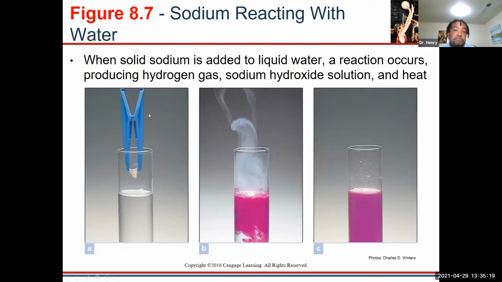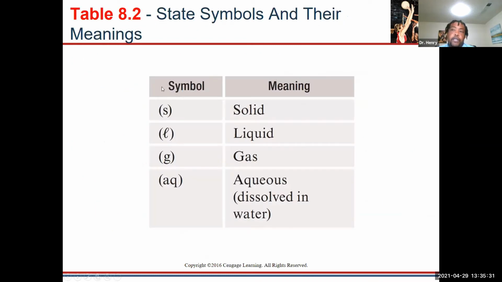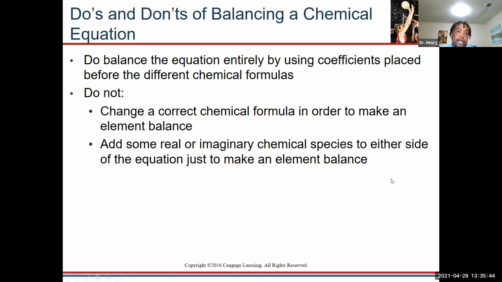Okay, so that's that process of balancing chemical equations, right? And so the idea is that we want to make sure that the equation is balanced. There are a couple of things that we want to be sure of. Let's talk about those. First off, you want to be familiar with all of the symbols. You need to know that S stands for solid, L stands for liquid, G stands for gas, and AQ stands for aqueous, which means it's dissolved in water. The do's and don'ts of balancing equations.